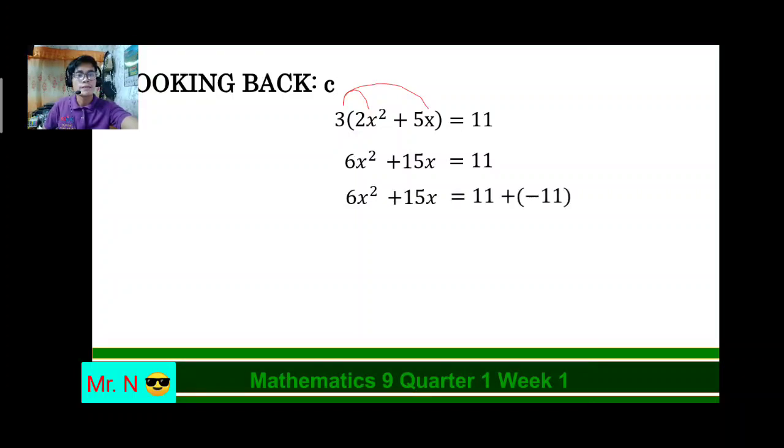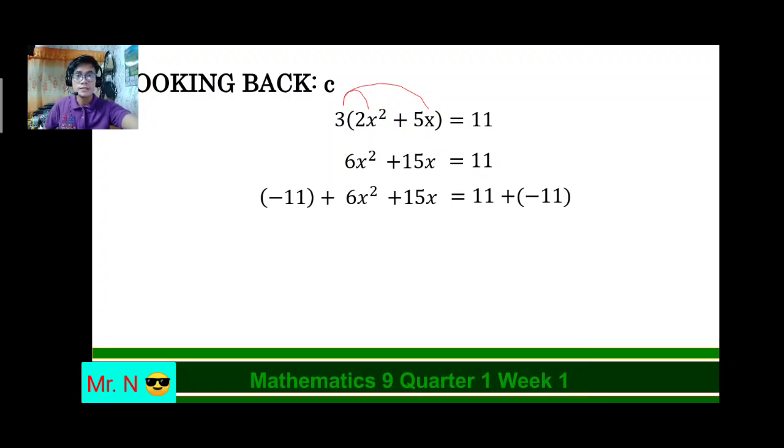So, add negative 11 on the right. By addition property of equality, we should add also negative 11 on the left. Okay, and now, let's simplify by combining like terms. On the left, as you can see, we don't have like terms, only on the right.